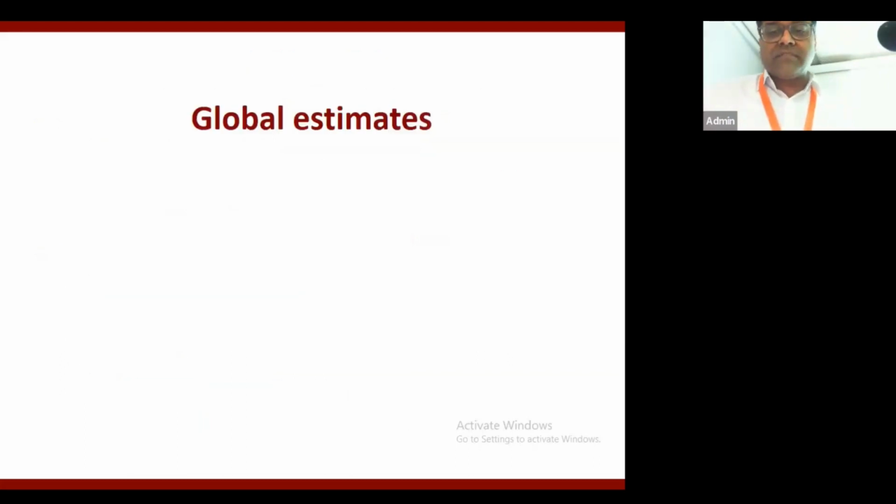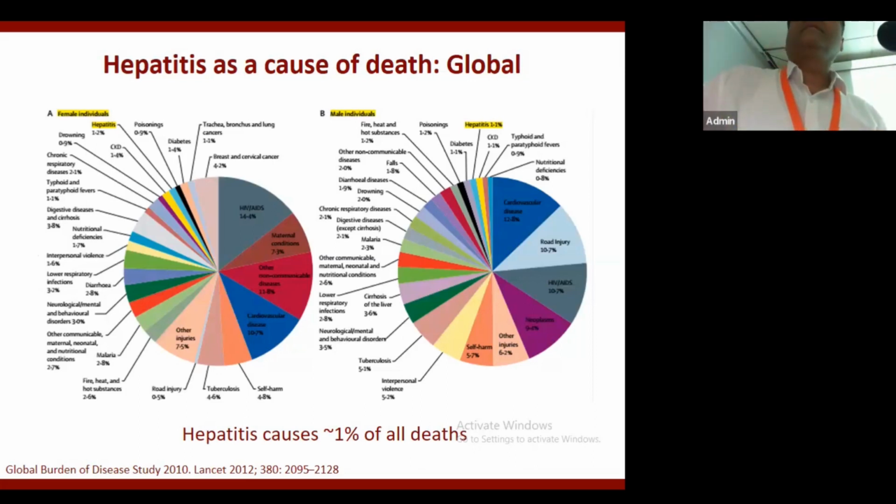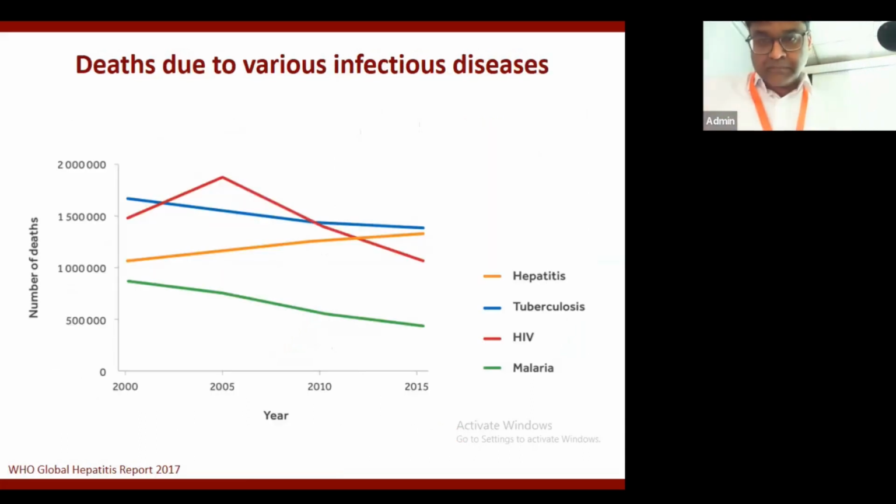So the global estimate, if you see, is that hepatitis is causing 1% of global death overall. So one death in every 100 deaths in this world is caused by hepatitis or its complication. It's not a small number. There are thousands of types of illnesses, and hepatitis is accounting for 1% of death.